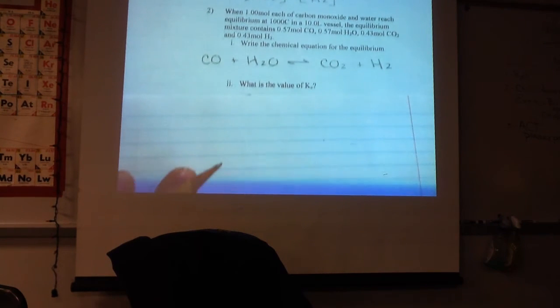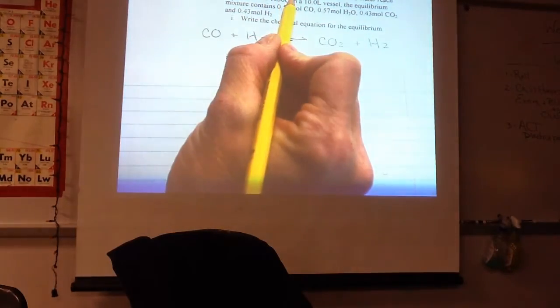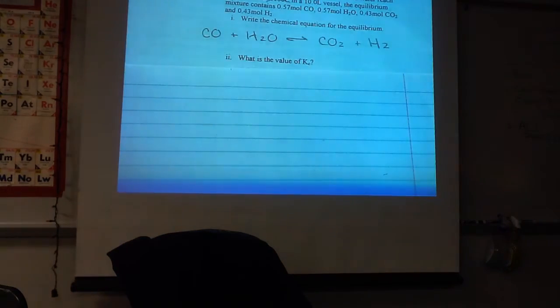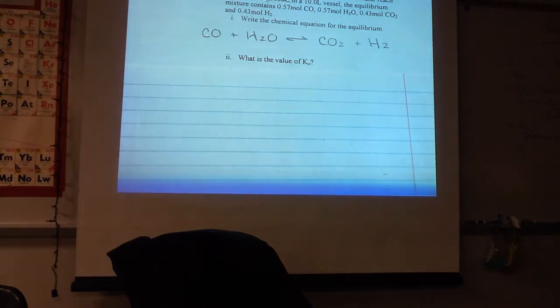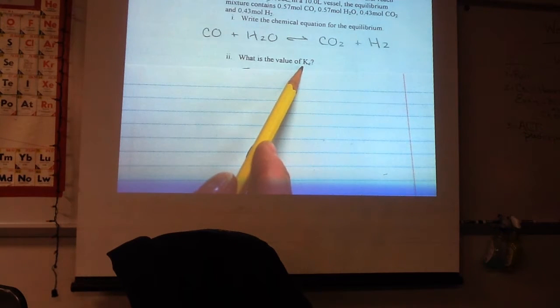Before you can calculate the Kc, you've got to decide what numbers you are going to use. Do you want moles? Do you want molarity? And do you need to do anything with time or temperature? You do nothing with temp. The reason it's being given to you is because the Kc you're calculating is temperature dependent. This value is only at 1,000 Celsius. If you ran this reaction at 750, 900, 950, 1,200, that would not be the same K value. K is temperature dependent.